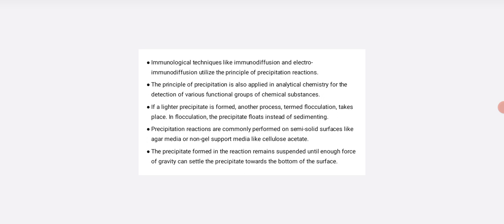If a lighter precipitate is formed, another process termed flocculation takes place. In flocculation, the precipitate floats instead of sedimenting. Precipitation reactions are commonly performed on a semi-solid surface like agar media or non-gel support media like cellulose acetate. The precipitate formed in the reaction remains suspended until enough force of gravity can settle the precipitate towards the bottom of the surface.